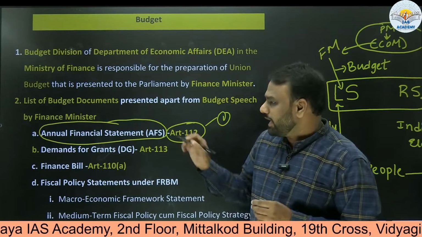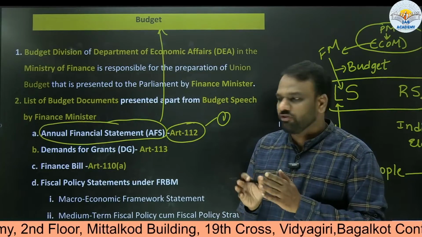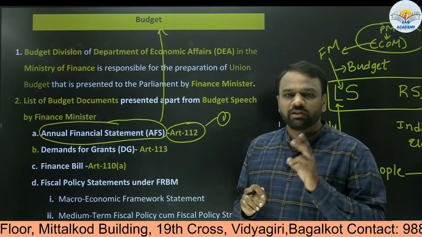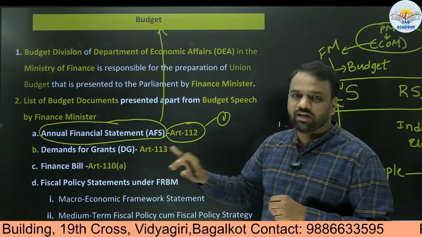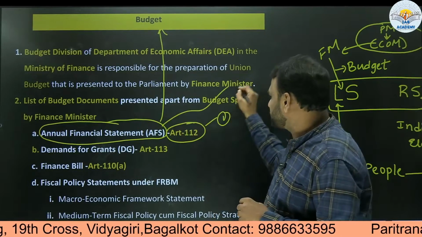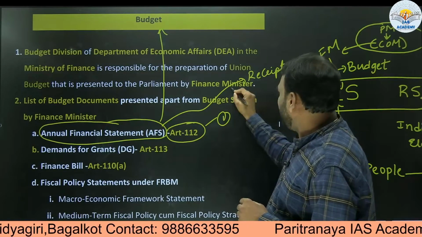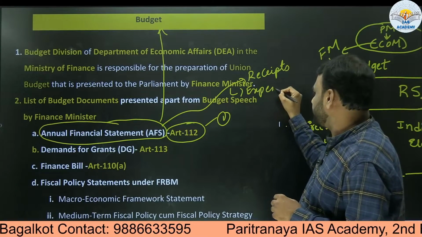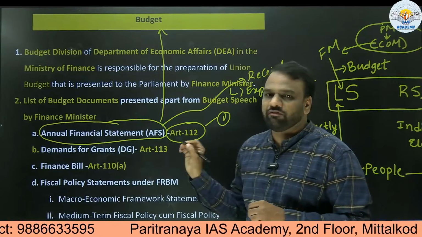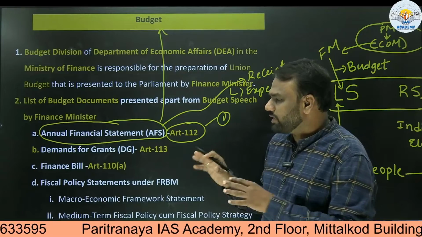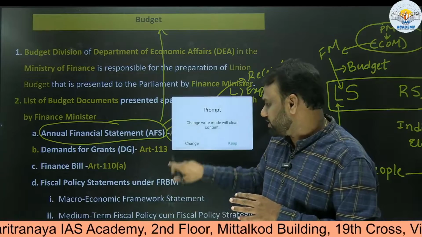So here we can use the terms annual financial statement and budget interchangeably. Both of them are the same. The only difference is that the term budget is not mentioned in the Constitution, whereas the annual financial statement is mentioned in the Constitution. At the superficial level, we understood that the annual financial statement consists of details about the receipts and also about the expenditure. In the forthcoming classes we will discuss in detail the annual financial statement, but here at the superficial level we understood what it is.